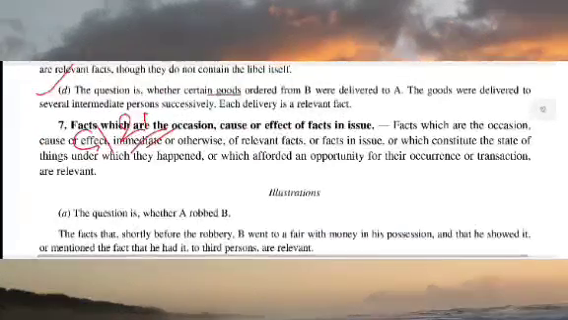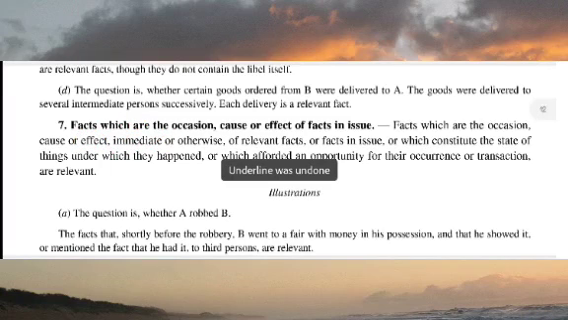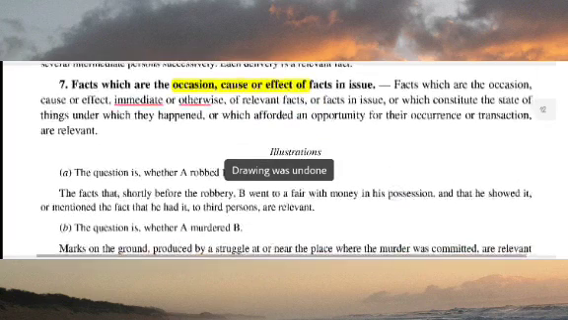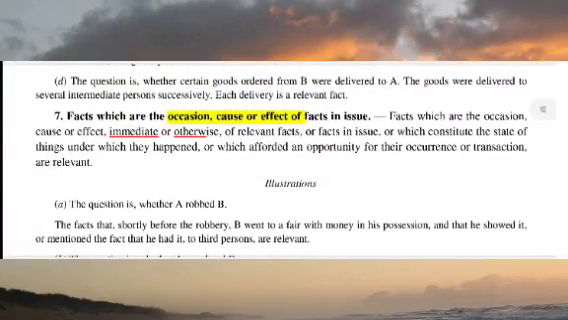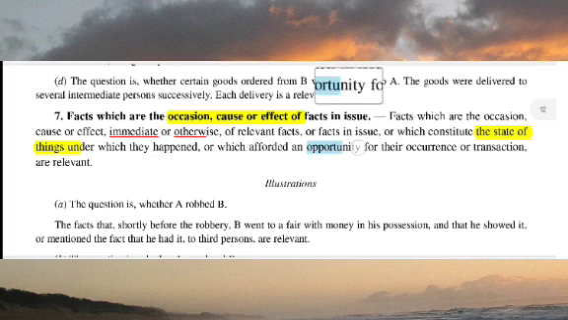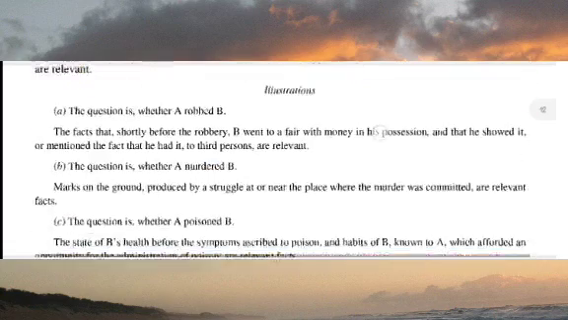Then section 7, facts which are occasion, cause and effect of facts in issue and relevant facts. Facts which are occasion, cause or effect, immediate or otherwise, of relevant facts or facts in issue, or which constitute the state of things under which they happened, or which afforded an opportunity for their occurrence or transaction, are relevant. Okay, some keywords are there: occasion, cause or effect, then state of things under which it happened, or which afforded an opportunity for the occurrence or transaction.